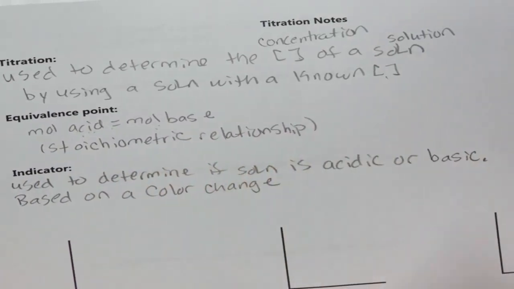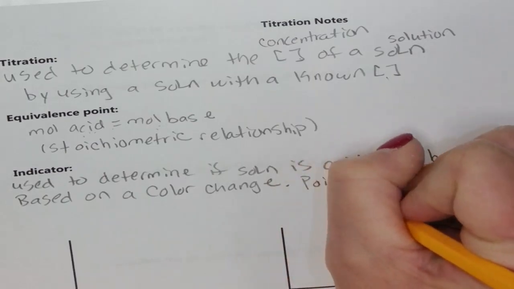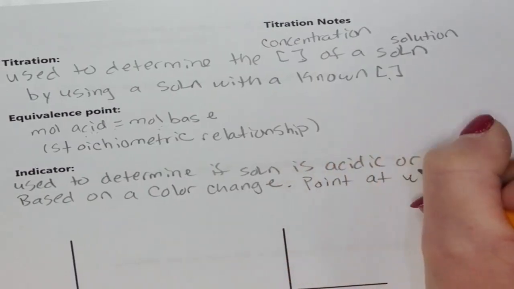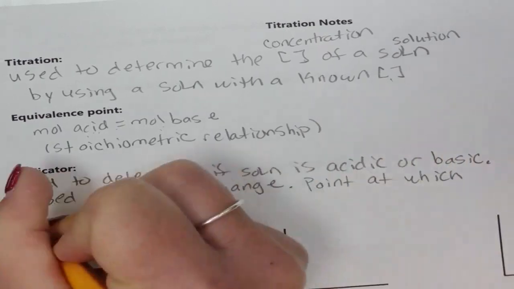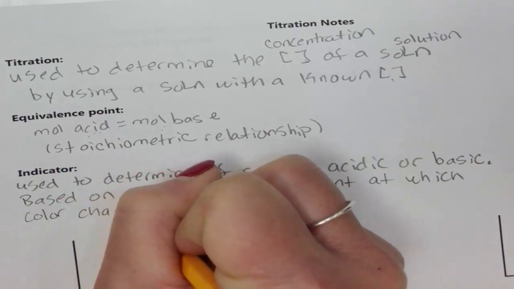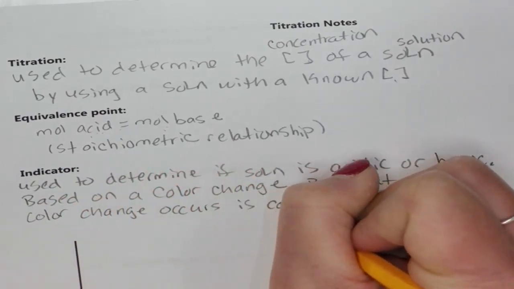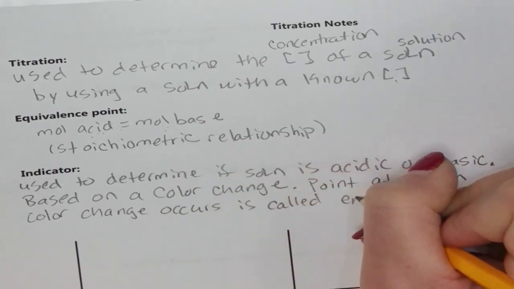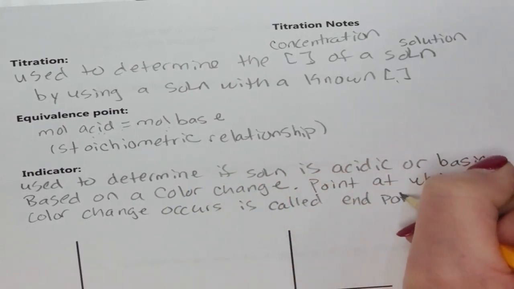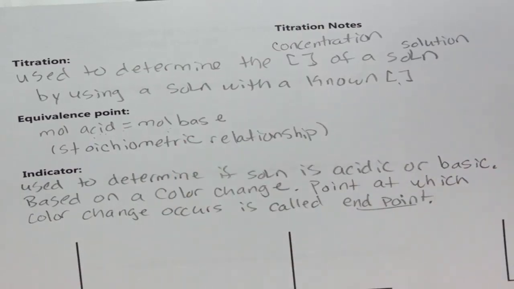All right, and the point at which that color changes is what we call the end point. All right, so point at which color change occurs is called the end point. All right, not to be confused with the equivalence point. The equivalence point is where the mole of acid equals the mole of the base.